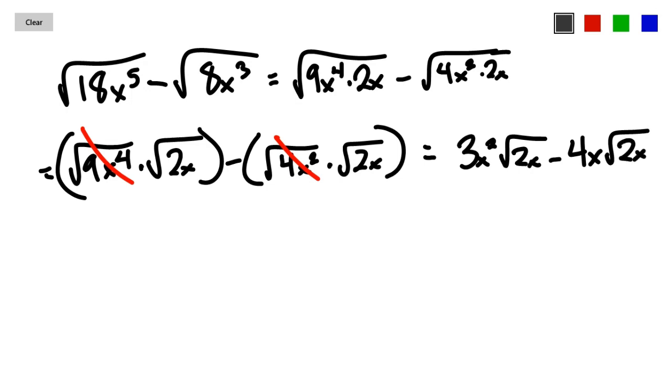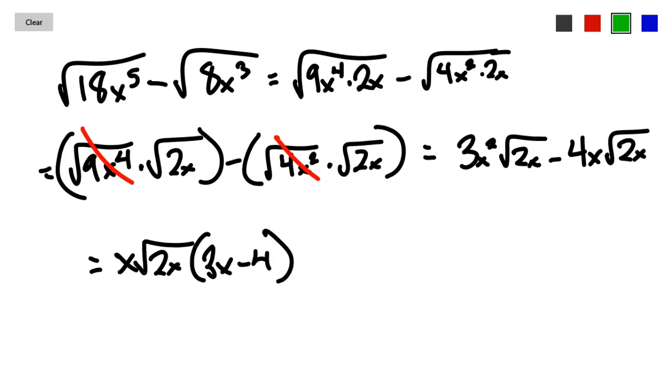So as far as common factors go, I have a common factor of an x times the square root of 2x in each term, so I can factor it out. So I have x times the square root of 2x, and when I factor it out of both of these terms, I end up with a 3x minus 4. And now this is fully factored.